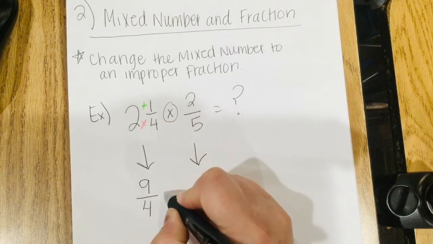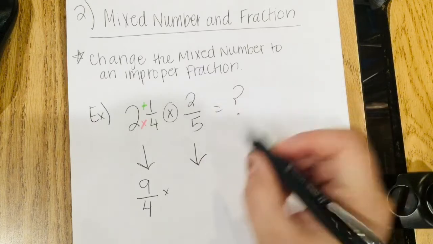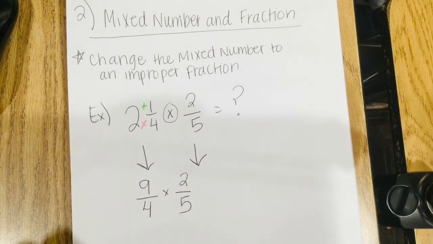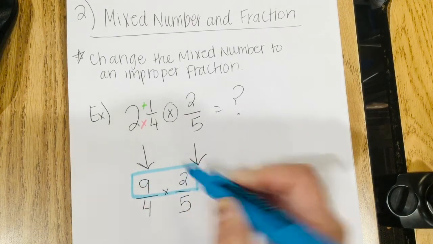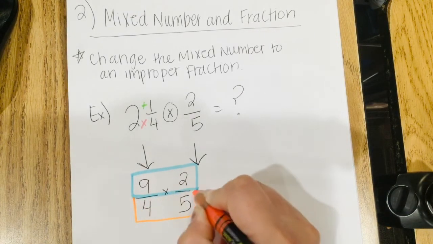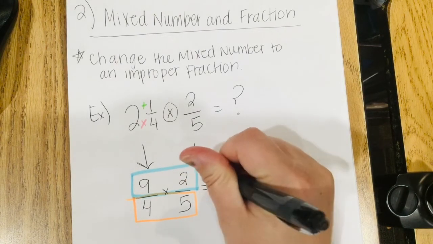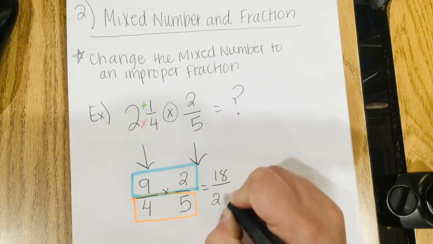Bring down my sign. And I don't have to change this one at all. So I'm just going to bring it straight down. Now, all I do is multiply straight across, like you guys have been doing. 9 times 2 is 18. 4 times 5 is 20.